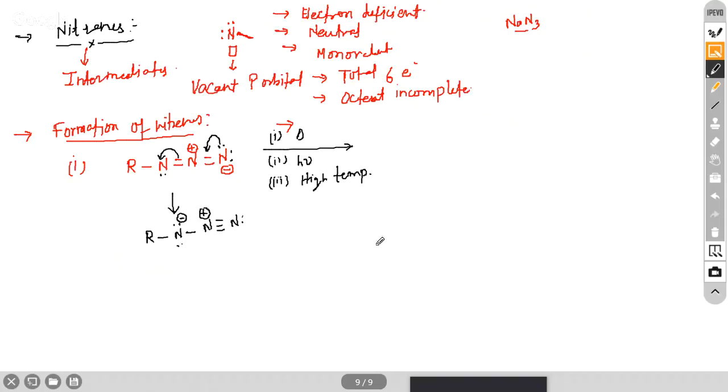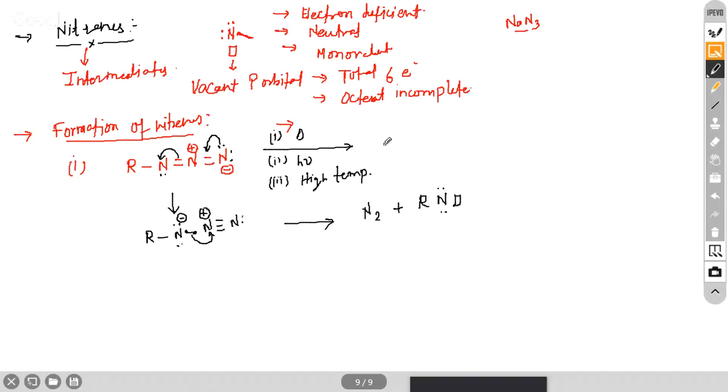Now, finally, what happens? From this particular intermediate, this nitrogen is electron deficient now. It takes this bond pair of electron and goes out as N2. So N2 comes out plus, see here, this will have one electron here, one electron here. When both this electron pair is taken up by this nitrogen, obviously the orbital in which these electrons are present becomes vacant now. That orbital is the vacant p orbital, and we'll show this vacant p orbital like this.